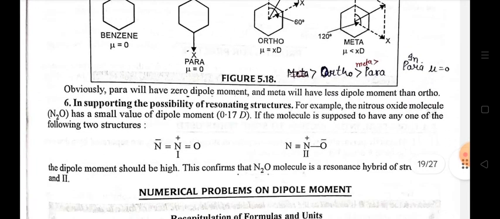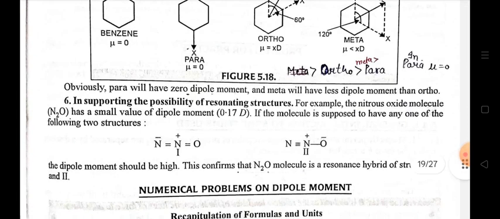Sixth, in supporting the possibility of resonating structures. For example, the nitrous oxide molecule N2O has a small value of dipole moment, 0.17 Debye. If the molecule is supposed to have any one of the following two structures, the dipole moment should be high, and this confirms that the N2O molecule is a resonance hybrid of structures 1 and 2.